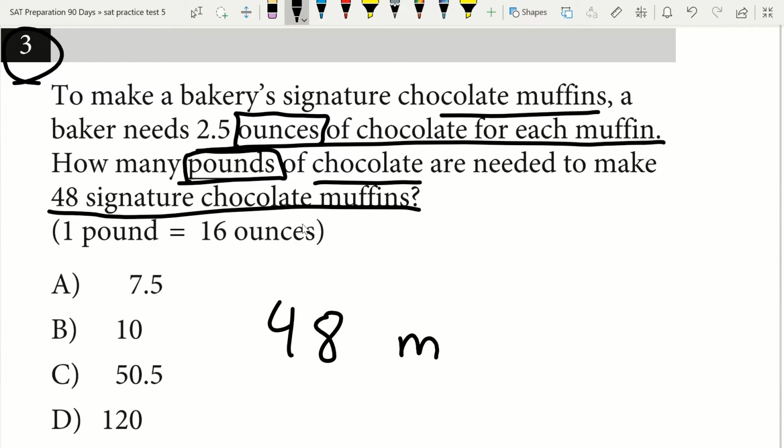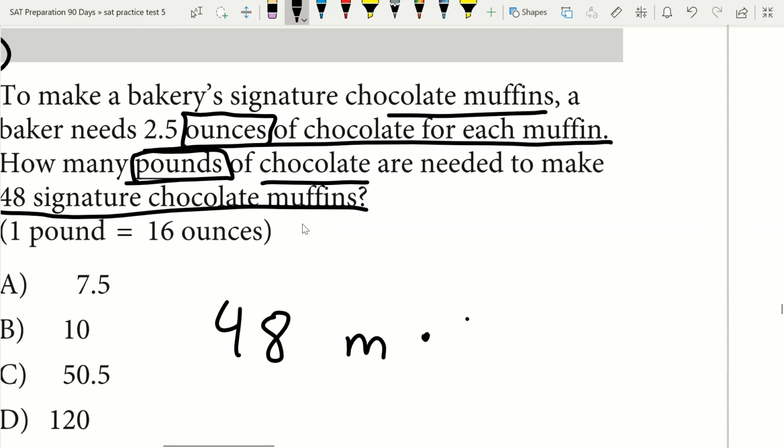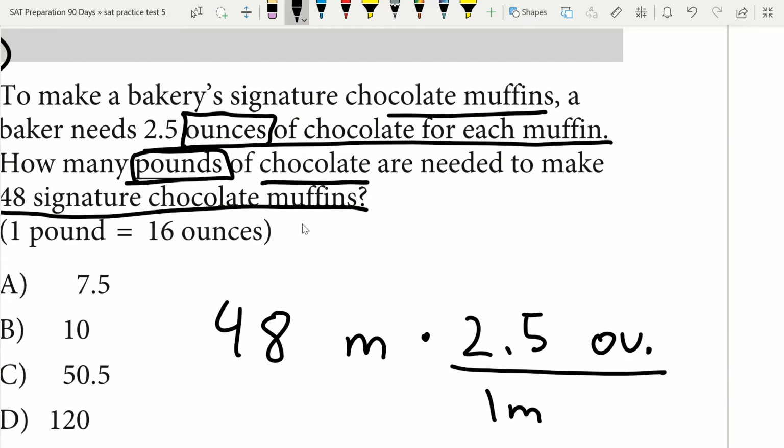I'll use M for muffins. Now, I need to get the number of ounces of chocolate I need in order to get the number of pounds of chocolate I need. So I'm going to multiply by the fact that I need 2.5 ounces per muffin. I'll use OU to represent ounces, and that's per one muffin. So that's going to give me my number of ounces of chocolate that I'm going to need.